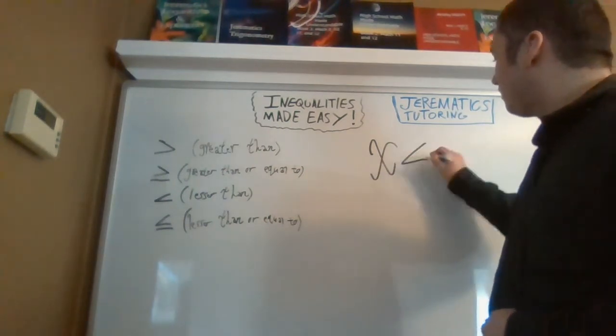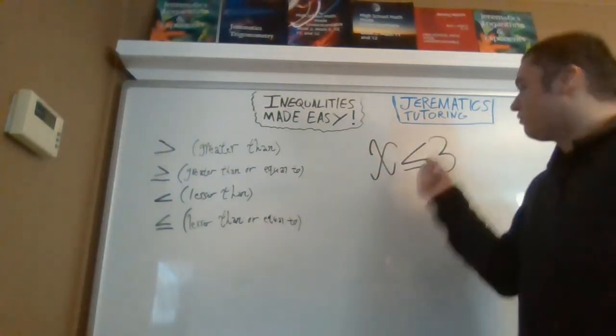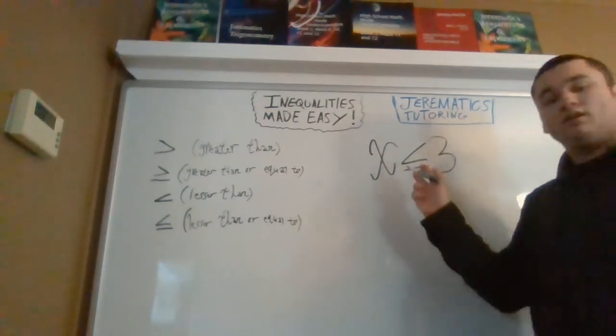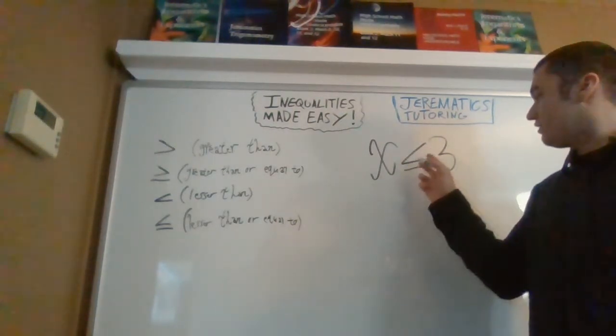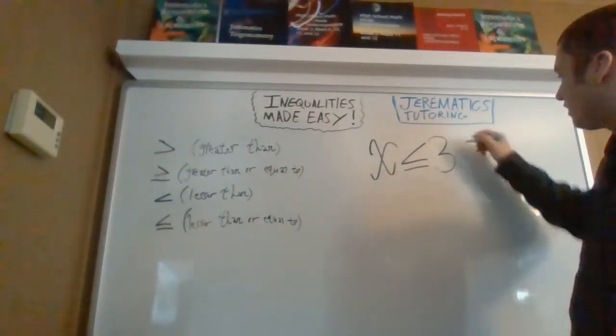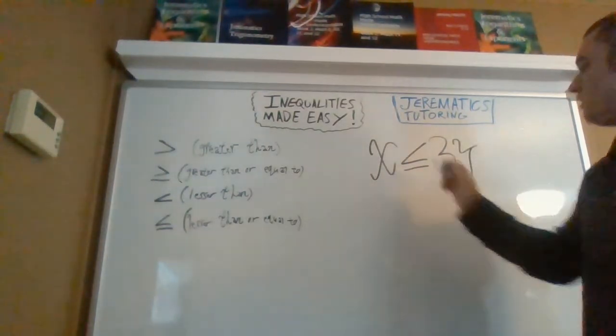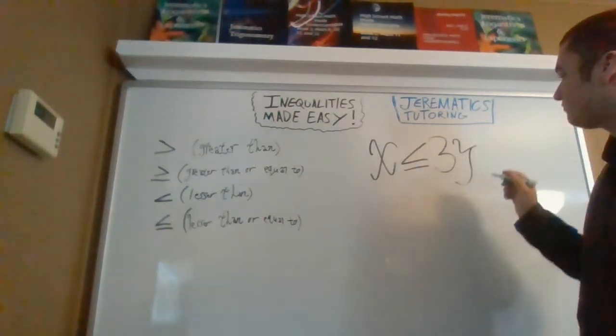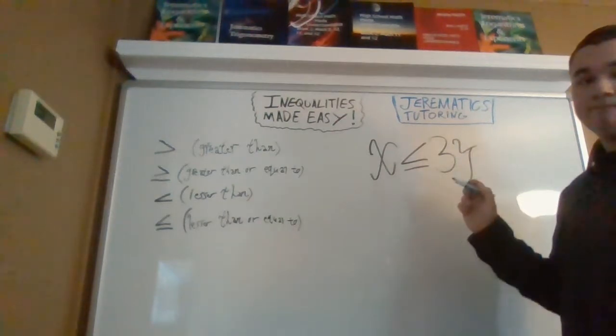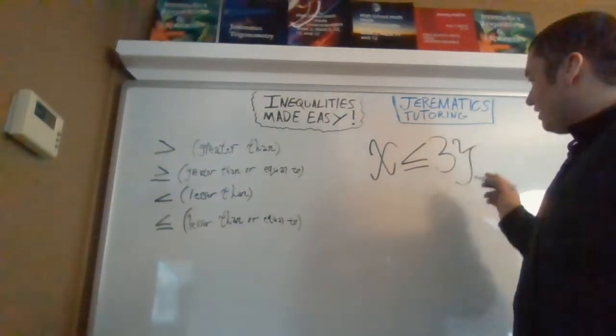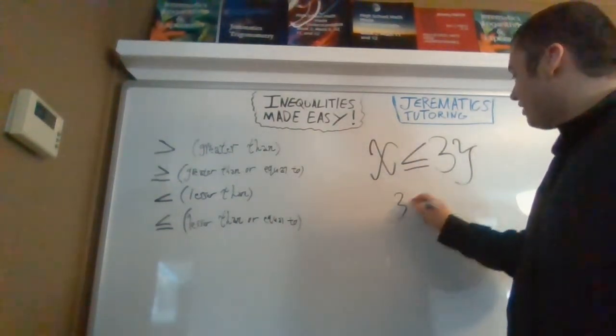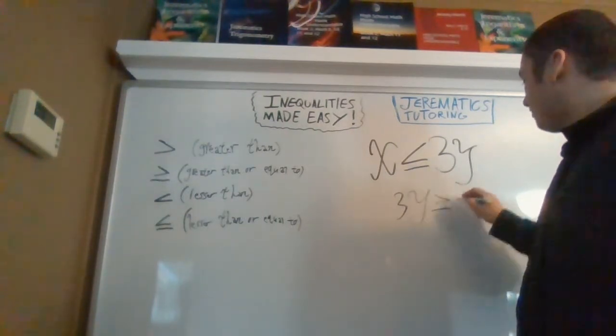x. What do you think this means? This means x is less than or equal to 3y. Which one's bigger? 3y. So we can actually rewrite this as 3y is greater than or equal to x.